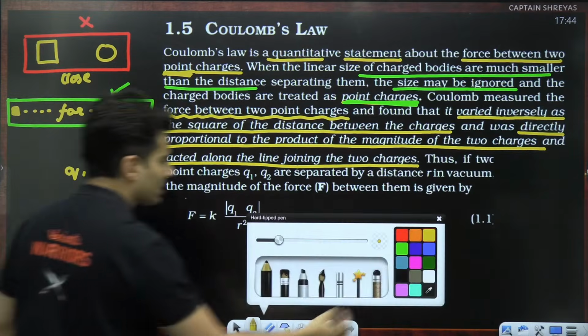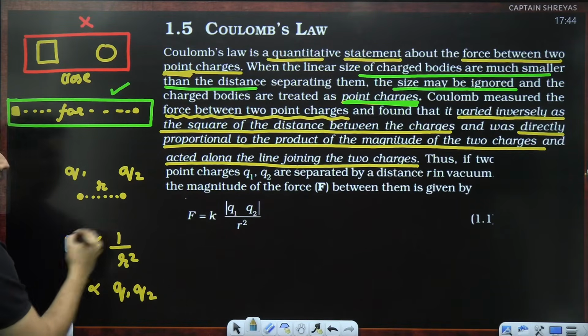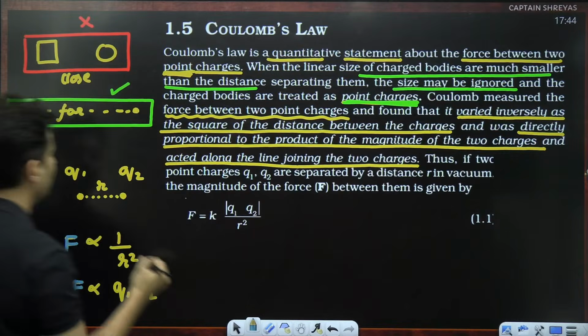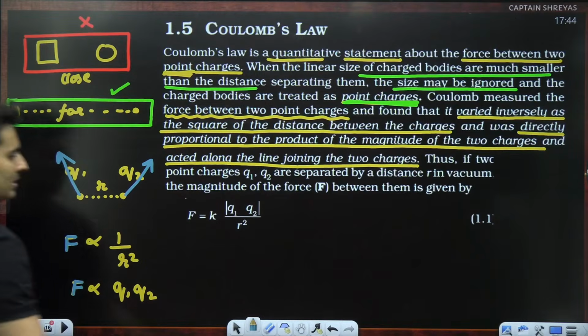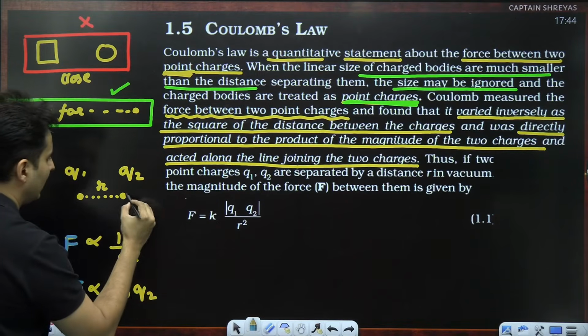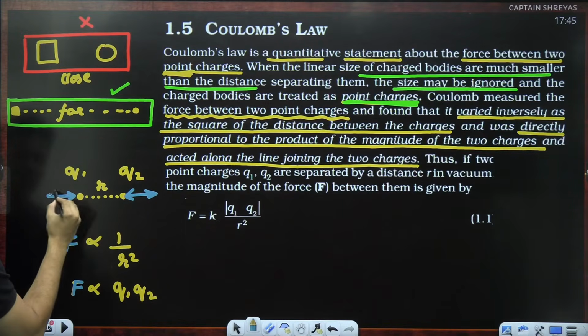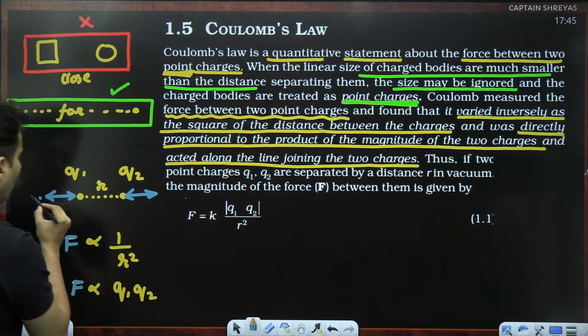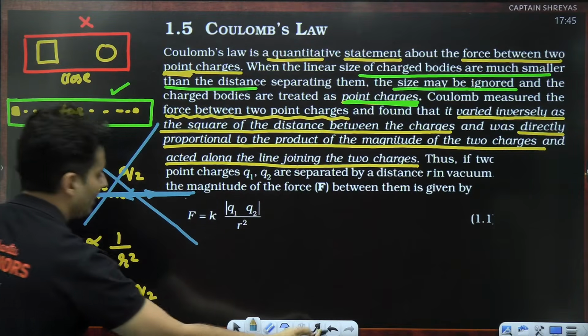And that force which I am showing always acts along the line joining the two charges. Meaning the force won't be like this, it will always be along the line joining. It will be either like this or like this, depending on attractive or repulsive. It will always be on that line joining the two charges. It can't be in some random direction.